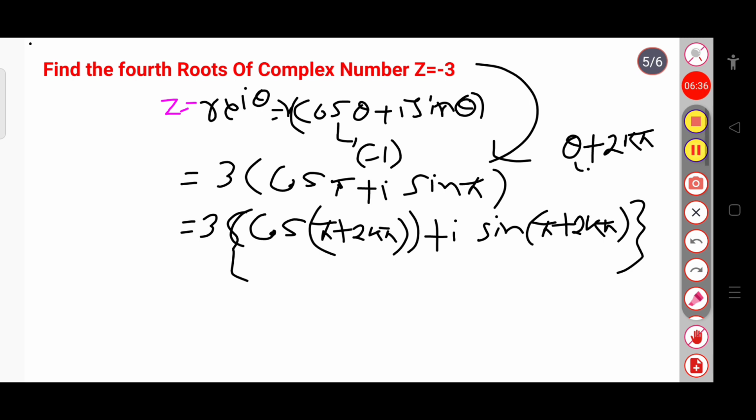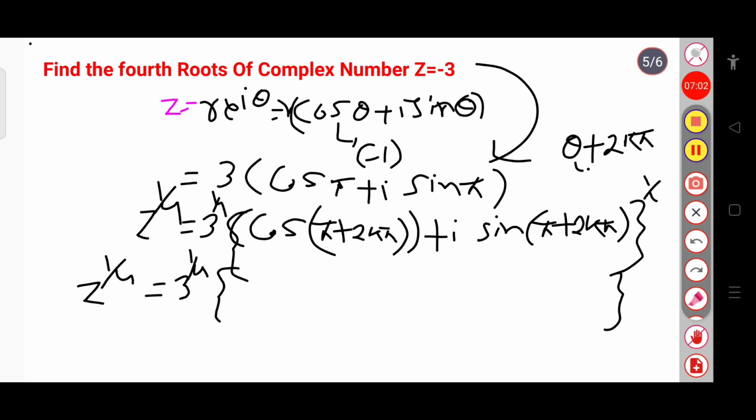Here I have to calculate the fourth root, meaning z power 1 by 4. So I can write it as 3 power 1 by 4 into the whole bracketed term power 1 by 4. So z power 1 by 4 equals 3 power 1 by 4 into cos pi plus 2k pi plus i sin pi plus 2k pi, whole power 1 by 4. By applying de Moivre's theorem, that is, cos theta plus i sin theta whole power n equals cos n theta plus i sin n theta.